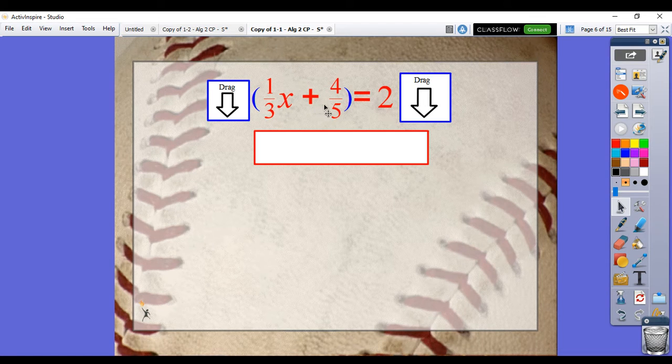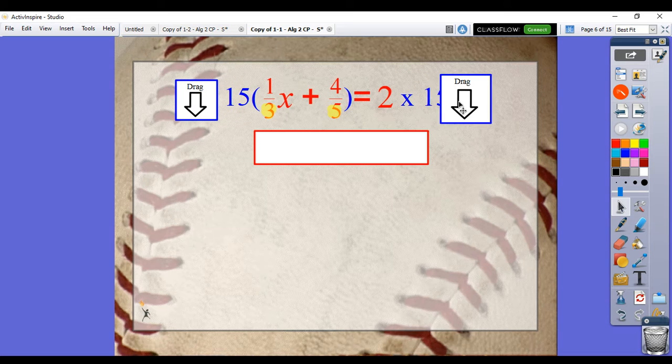Again, we have a fraction, so we have to find the greatest common denominator here, and the denominators are 3 and 5. If the denominators are 3 and 5, what will be the smallest multiple of 3 and 5 that works for them evenly? The answer there is going to be 15. So I'm going to multiply the equation by 15 on both sides. Here's the tricky part. Pay attention here.